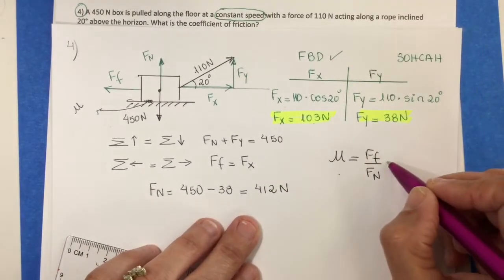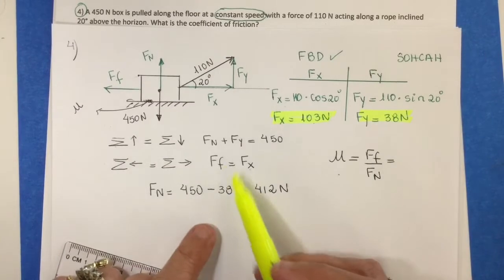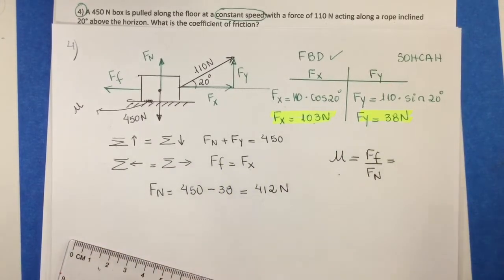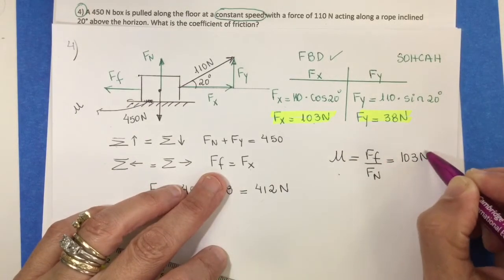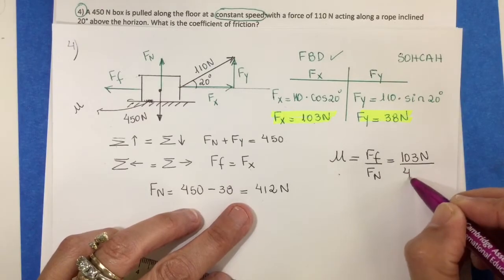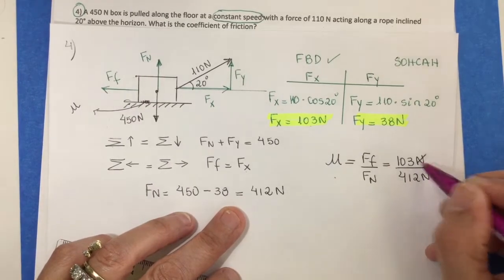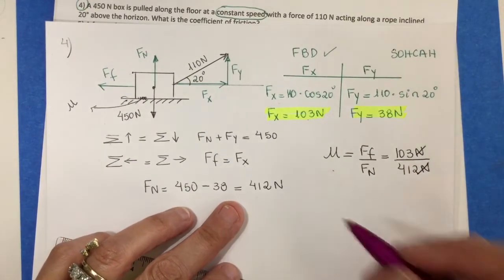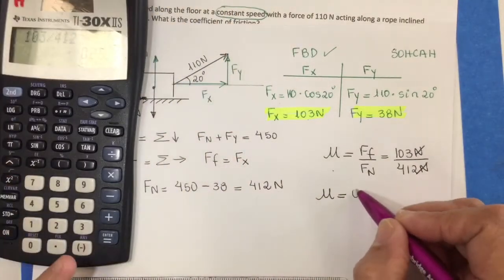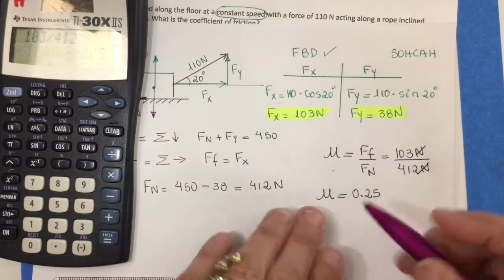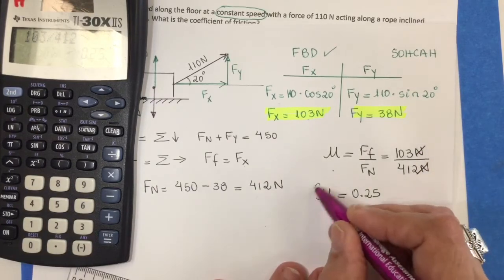So going back to the equation for the coefficient of friction, my Ff is Fx, which is 103 newtons over Fn, which is 412 newtons. So we are going to cancel those 2 units. And my coefficient of friction is 0.25. And notice that the coefficient of friction does not have any unit because those 2 units cancel each other. So that's your final answer.